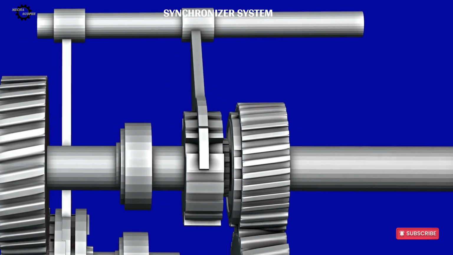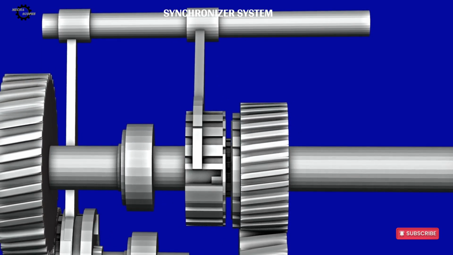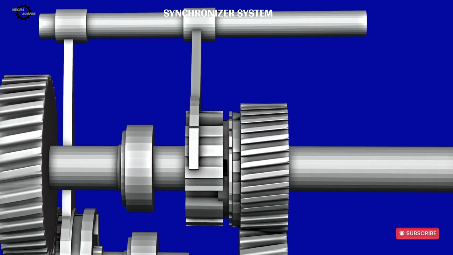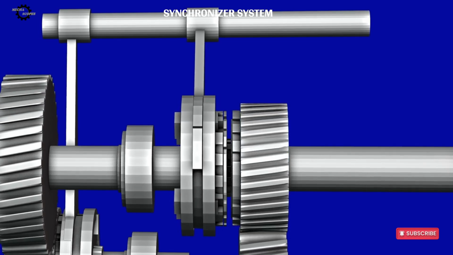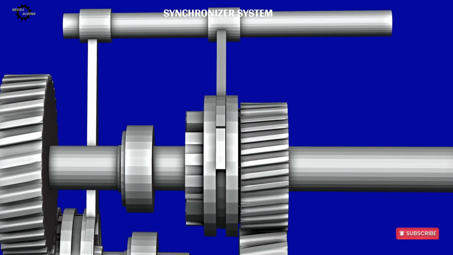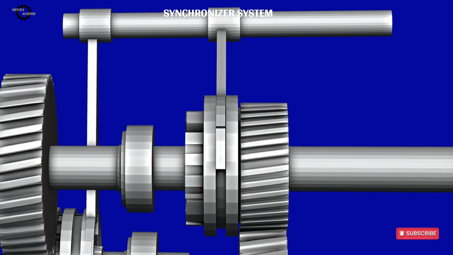So, to solve this, we include a synchronizer blocker ring. It is the part that helps synchronize the speeds of the hub and the gear. It uses a conical friction surface to match speeds and features straight, chamfered teeth that allow the outer sleeve to slide into perfect alignment without grinding. Together, these components form the synchronizer system.